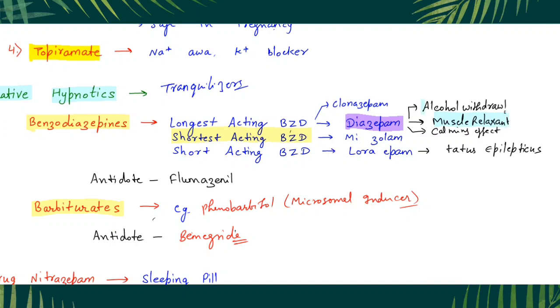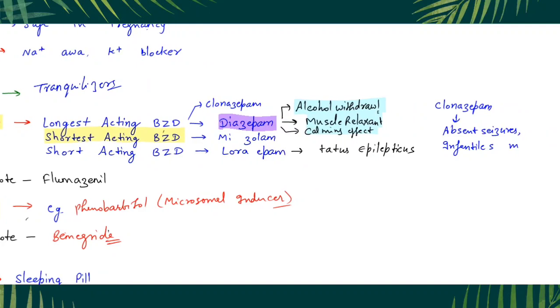Diazepam is used for alcohol withdrawal. It has a calming effect. So remember, it has the calming effect, it is used in alcohol withdrawal, and it is used as a muscle relaxant. Then another, clonazepam. Remember, clonazepam is used for absence seizures and for infantile spasm.